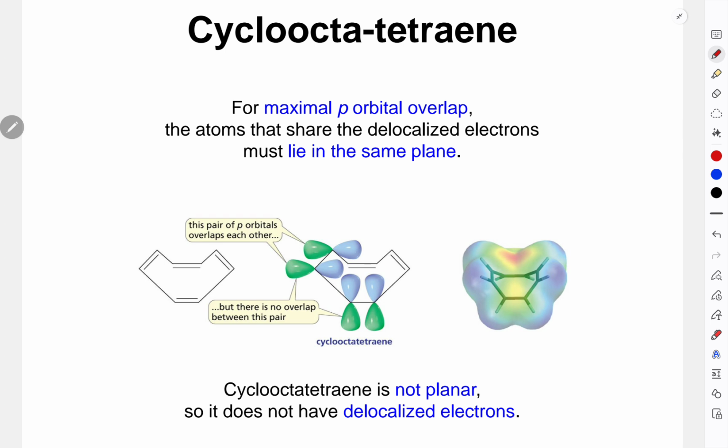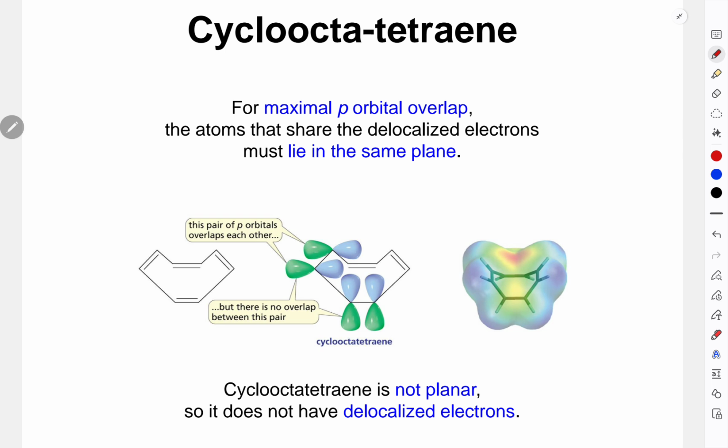Right, that was a typical example of delocalization in a delocalized system, the benzene molecule. What about cyclooctatetraene? You can draw the structure here, and you can think of the p overlap. For maximum p overlap, the atoms that share the delocalized electron must lie in the same plane.